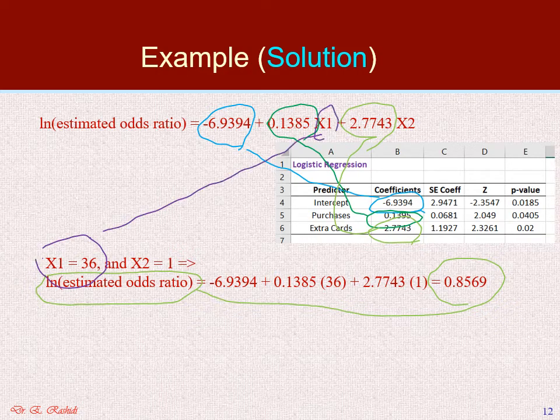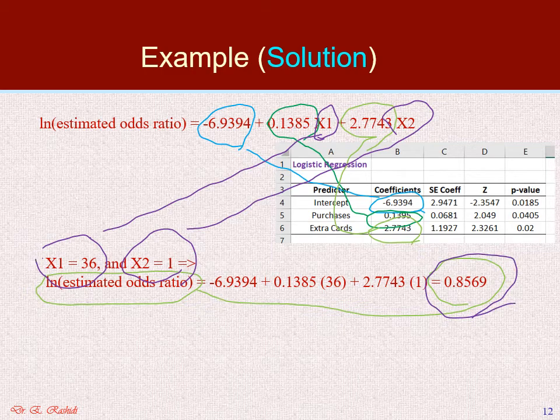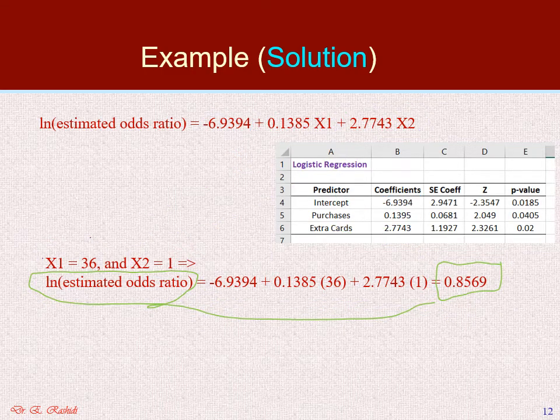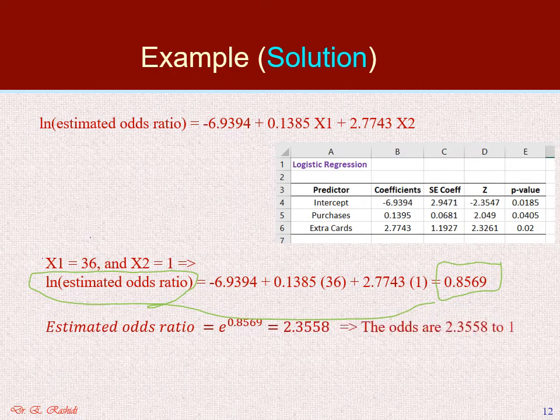So the only thing you need to do is plug in these values here, and you're going to get 0.8569. Now we need to plug this into the estimated probability formula, which is the estimated odds ratio divided by 1 plus the estimated odds ratio. If the natural logarithm of the estimated odds ratio is 0.8569, then the estimated odds ratio would be e power 0.8569, which is 2.3558. So the odds are 2.3558 to 1.